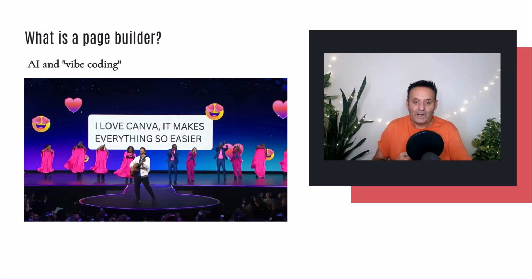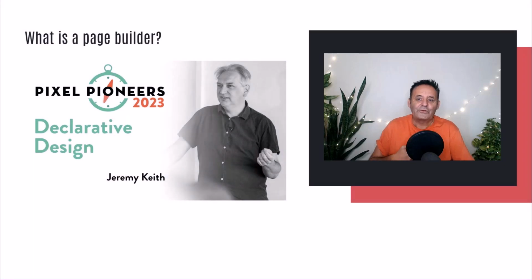I recommend a talk by Jeremy Keith called Declarative Design, which talks about how declarative and imperative languages require different skill sets from us. So it's very difficult to be a front and a back end person all in one. I certainly couldn't do it. Both of these are technically programming languages.